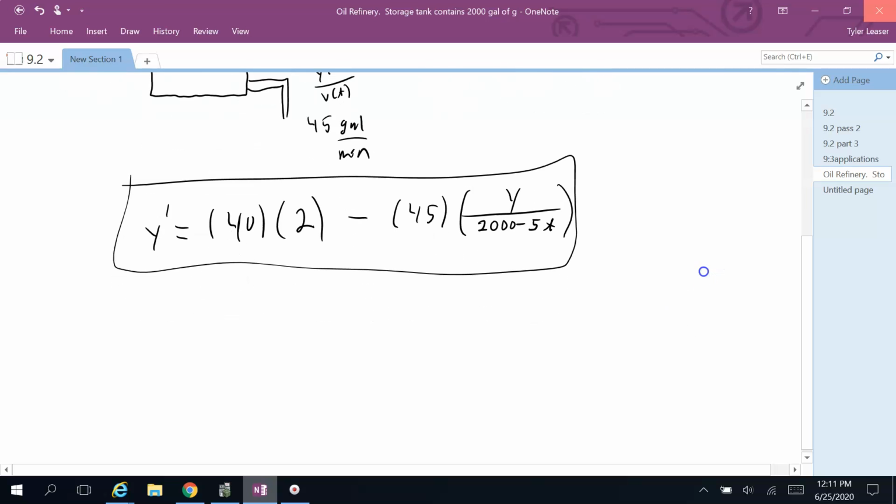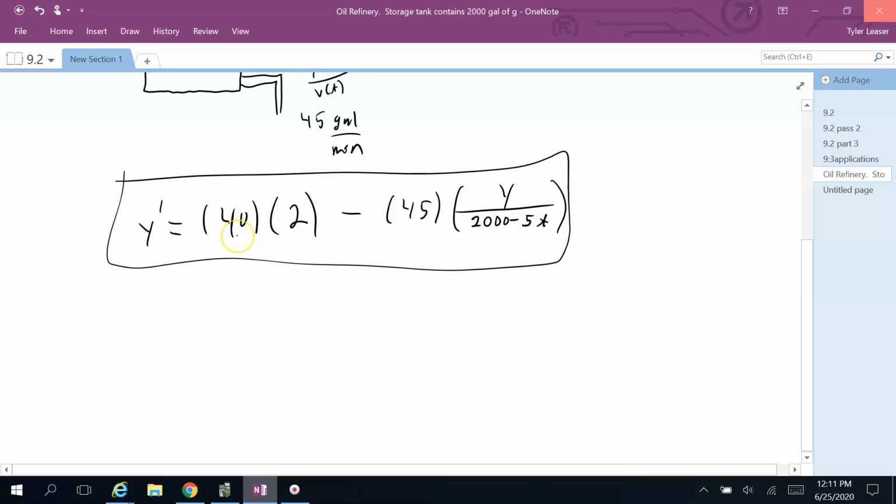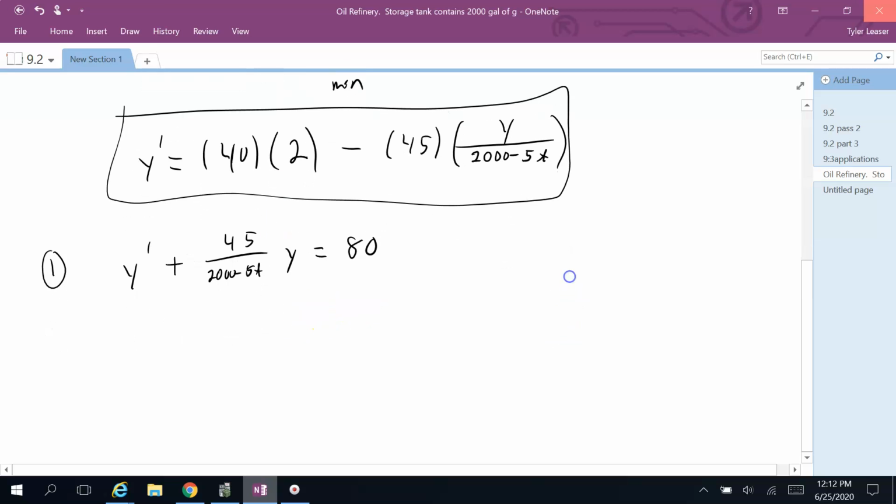This is the same stuff we were doing in the last section. This is a first order linear differential equation. So first thing we want to do, step one, is write it in standard form. We're going to write it in standard form by moving the y over to the left-hand side. So I'm just going to add it over and rearrange it a little bit. So this is going to be plus 45 over 2,000 minus 5t times y, and that's going to be equal to the right-hand side, which is just 80.